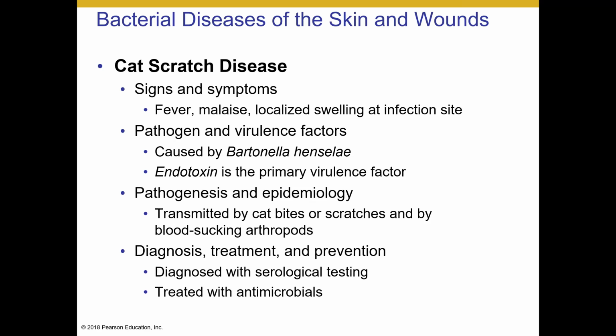The organism produces endotoxin, which contributes to inflammation. Diagnosis is typically made through blood tests that detect antibodies. Treatment involves antimicrobial drugs, and prevention includes avoiding rough play with cats and practicing proper wound cleaning after scratches.